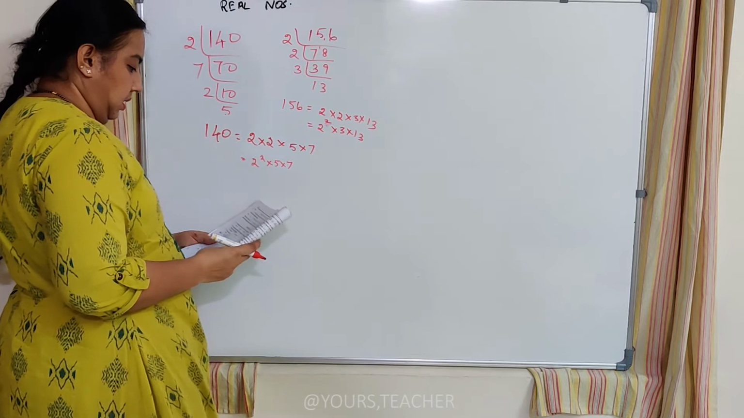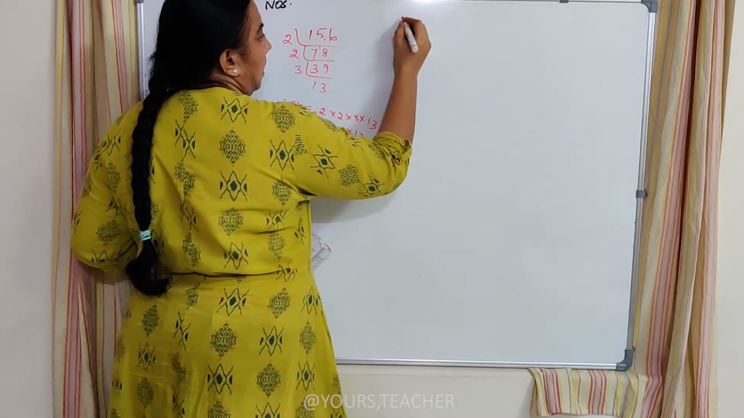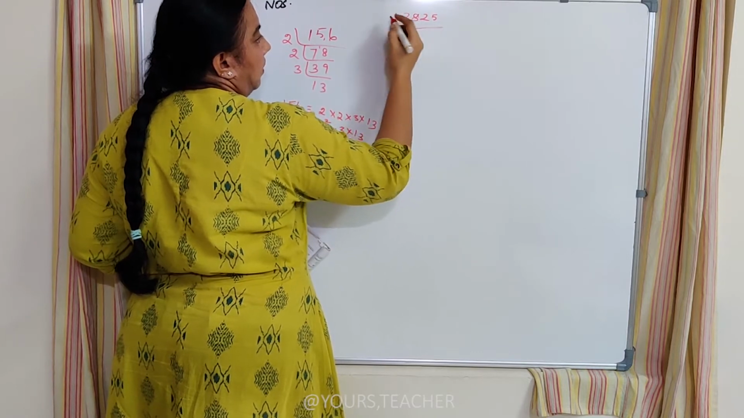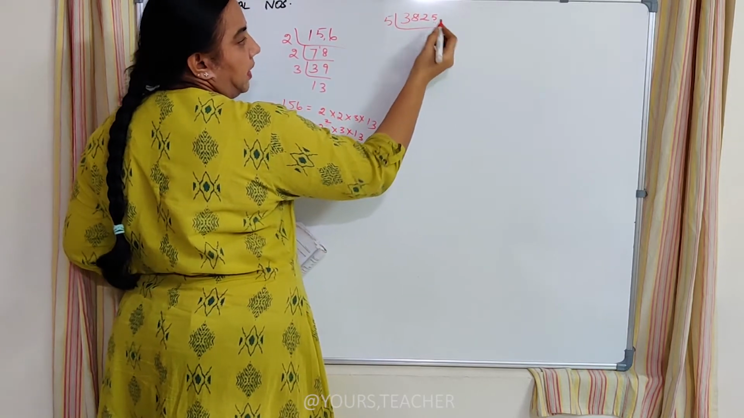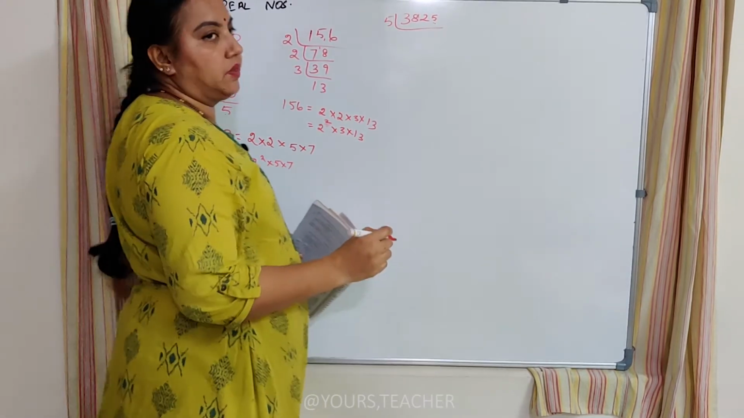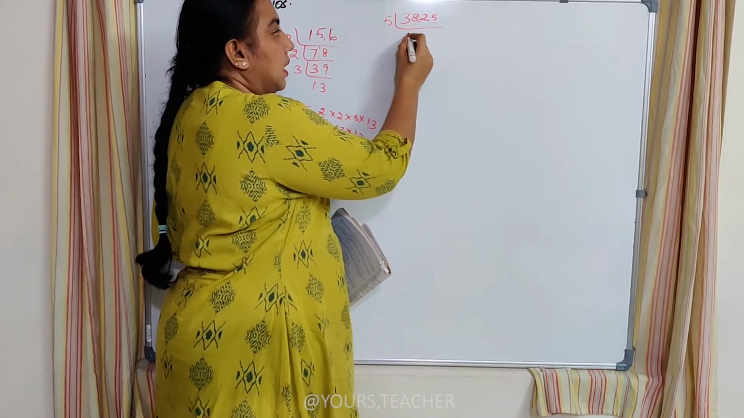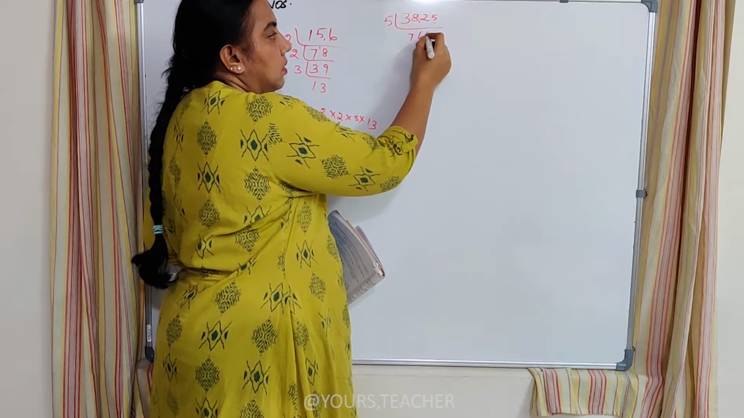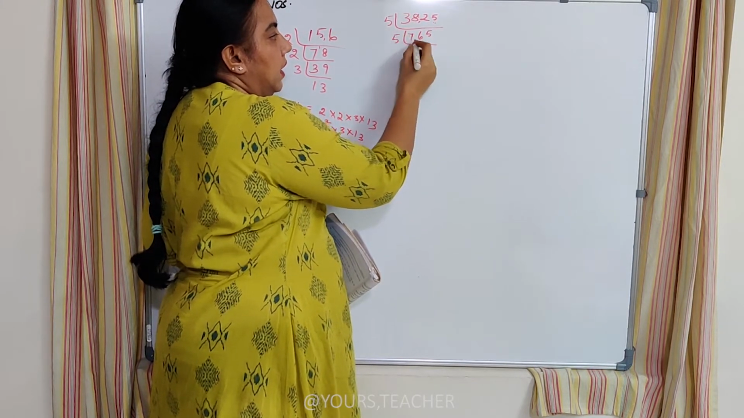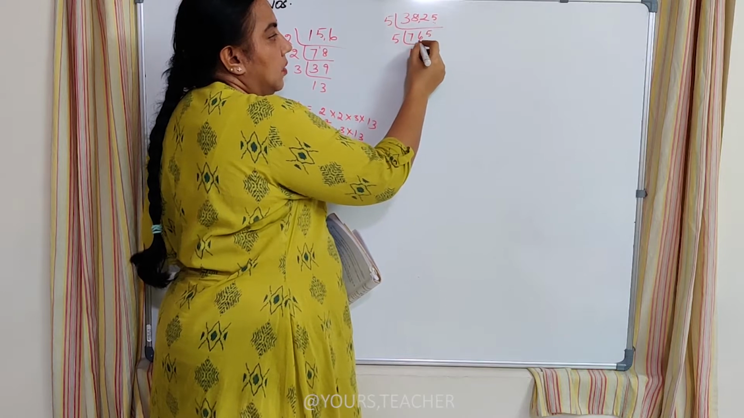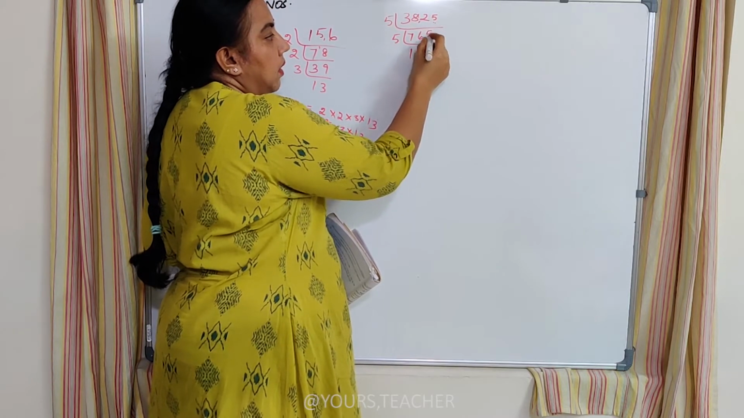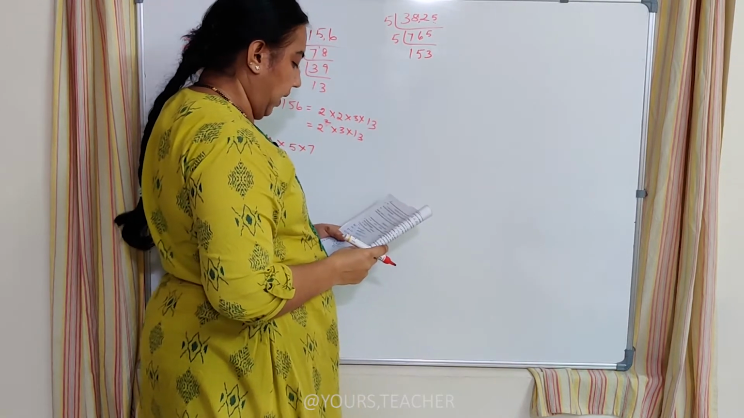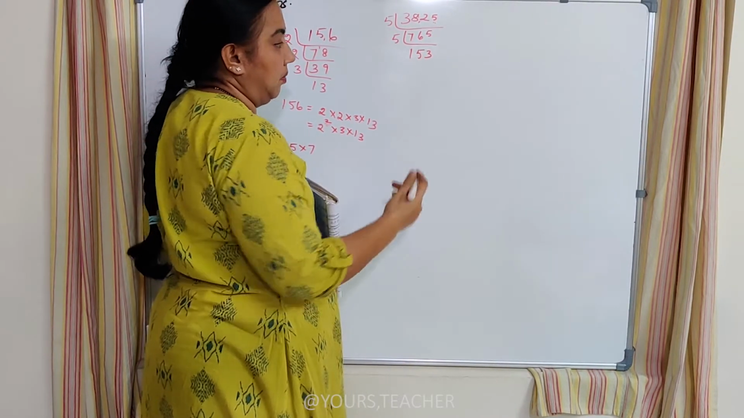And the next sum is 3825. When I do a division, I start with the 5 table because the number ends with 5. So I am doing it with the 5 table. And I get 765, and again with the 5 table, I get 153. And 153 doesn't come in the 5 table. So I have to think about a different number.